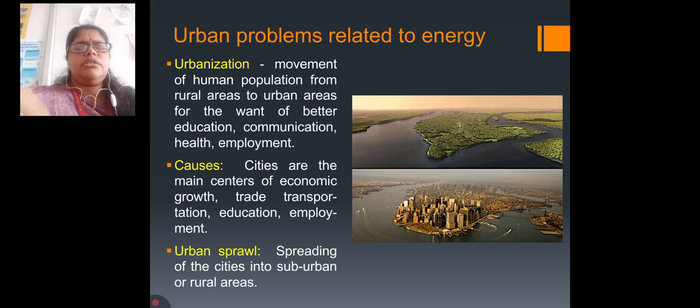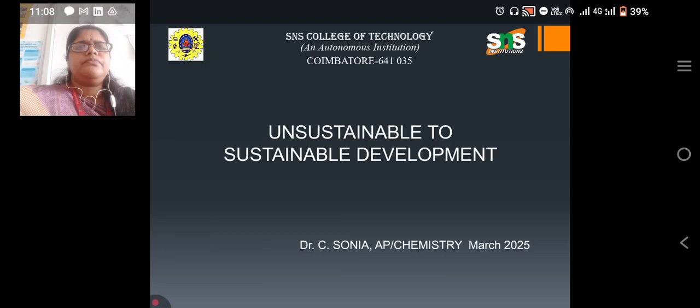Urban problems related to energy. So urbanization is a very important one which is related to energy and also sustainable lifestyle. It is the movement of the human population from rural areas to urban areas for the want of better education, communication, health, and employment. Causes: cities are the main centers of economic growth, trade, transportation, education, and employment. There is a term called urban sprawl. Spreading of the cities into suburban or rural areas is called urban sprawl.